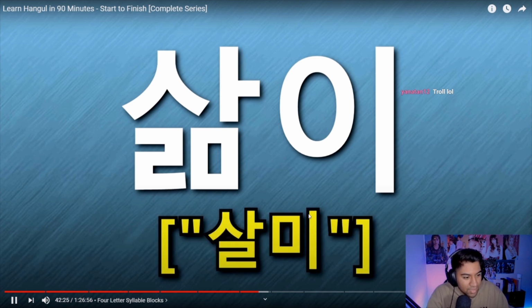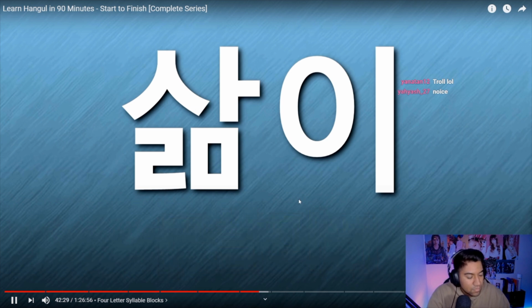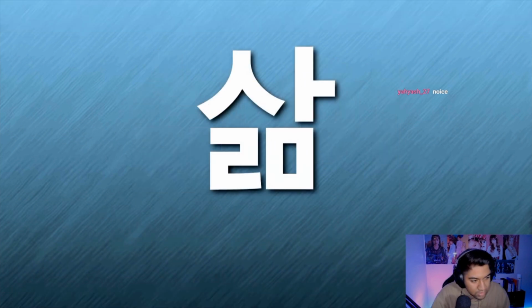Here's how to read it. Salmi. 살미. Salmi. But what if the same four-letter syllable was not followed by an empty consonant? What if it were just written like this? How would you read it? Salm. Actually, we haven't yet learned how to read this, so let's cover that right now.